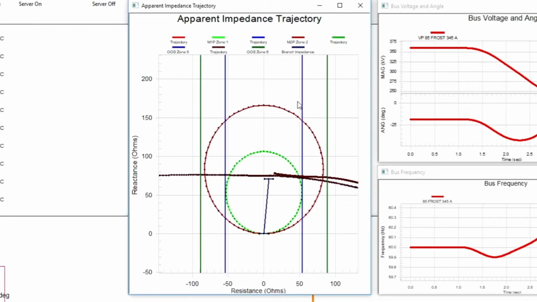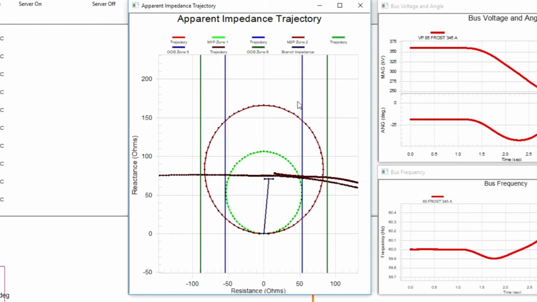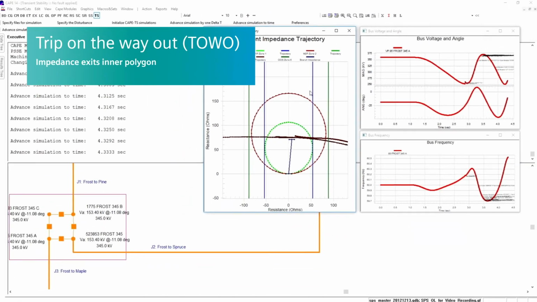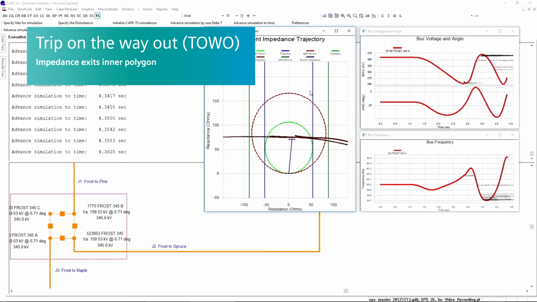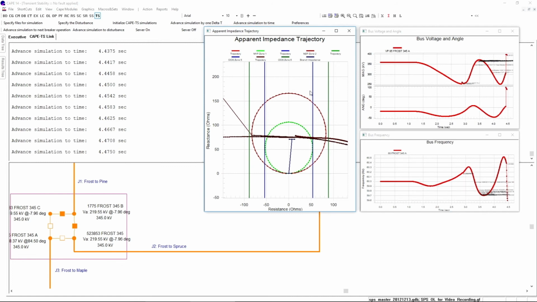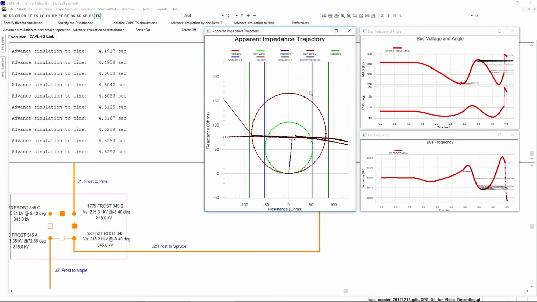The out-of-step relay determines this is an unstable power swing, and an out-of-step tripping signal is initiated. The out-of-step relay will operate when the impedance exits the inner polygon characteristic, called trip on the way out. PSS CAPE strictly follows the manufacturer's relay operation logic and uses actual relay settings. Realistic protection operations are therefore assured.